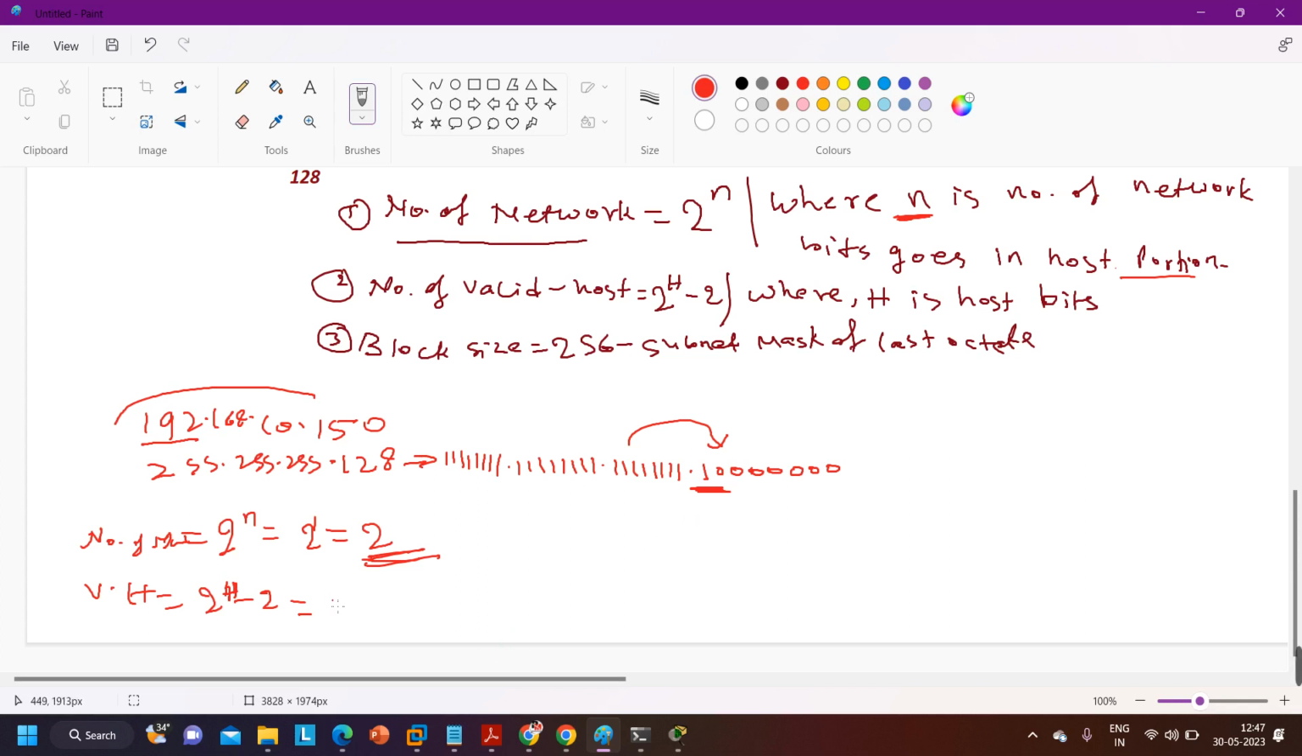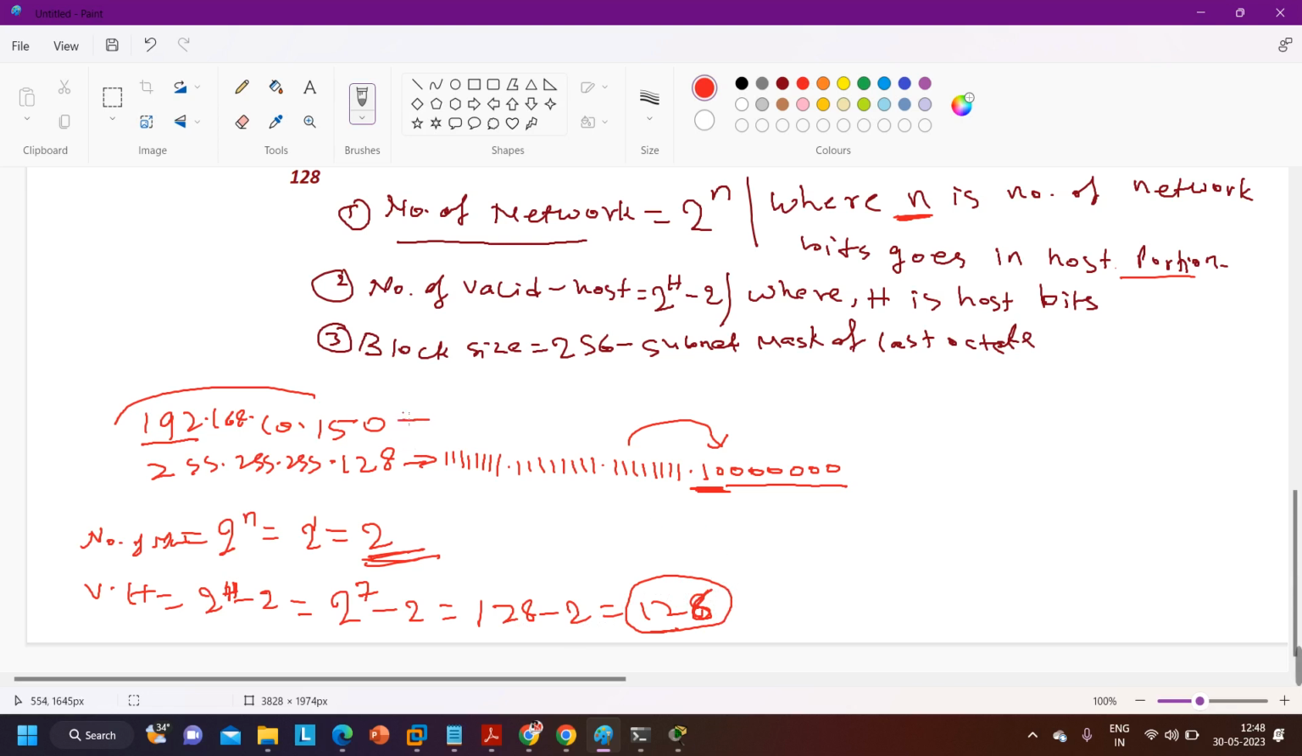How many host bits? 7, not 5. So 7 minus 2: 2 to the power 7 is 128. Minus 2, it will be 126. Yes, 126. So the total number of IP addresses will be 128 and the valid hosts will be 126.